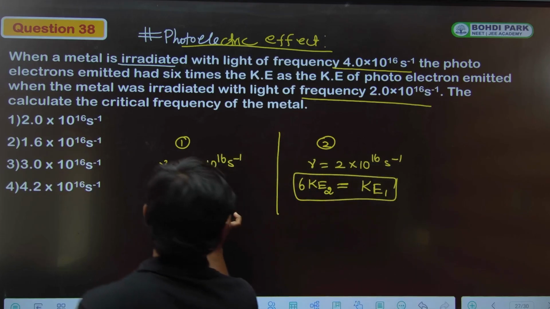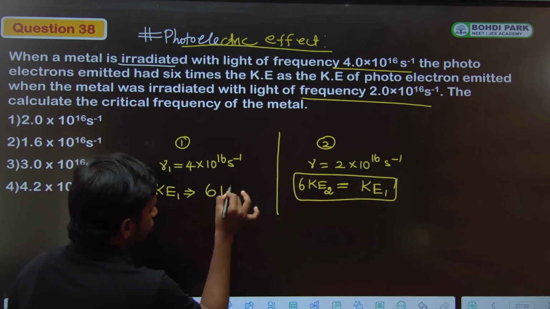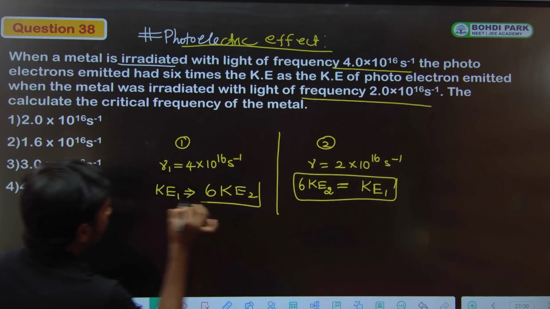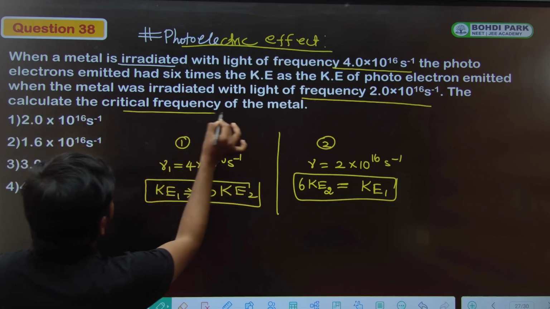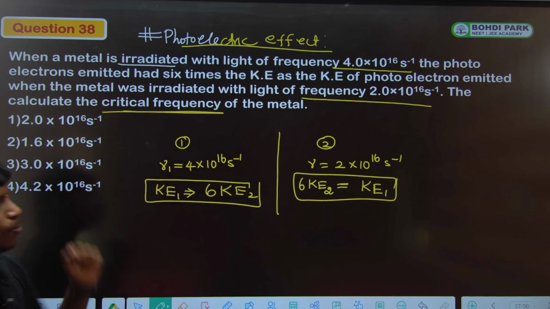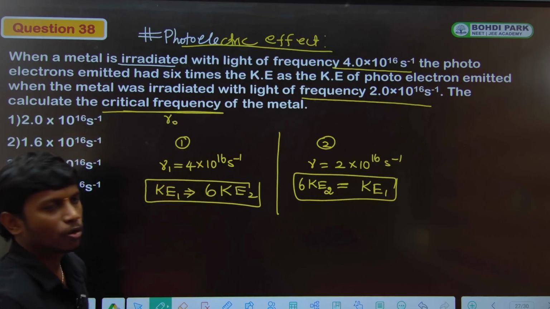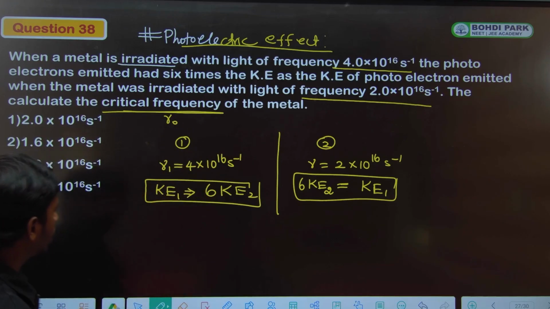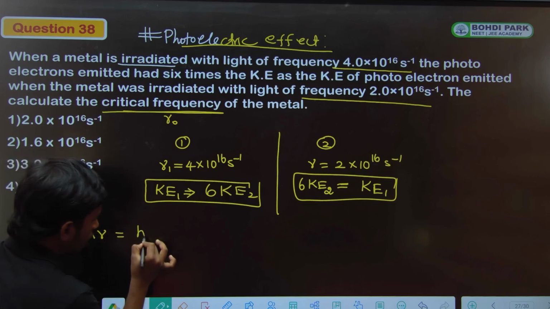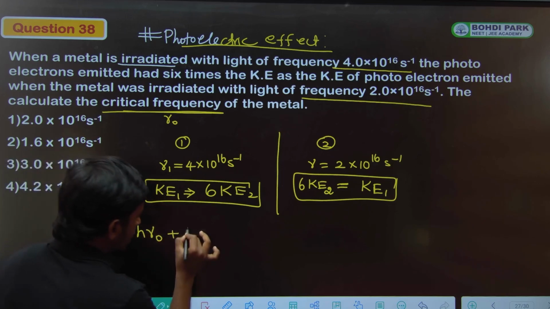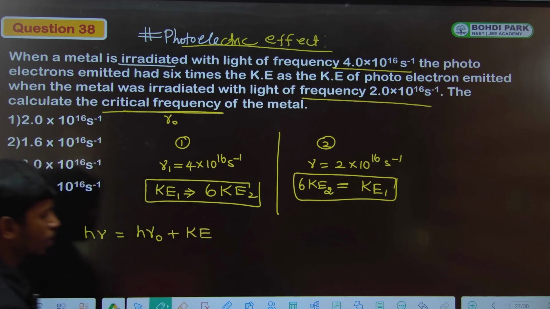Kinetic energy 1 means 6 times kinetic energy 2. That is the data given to us. See what they are asking: calculate the critical frequency of the metal. Okay, they are asking for the threshold frequency mu naught. The one formula we know for the photoelectric effect is h mu is equal to h mu naught plus kinetic energy. This is the formula we know.